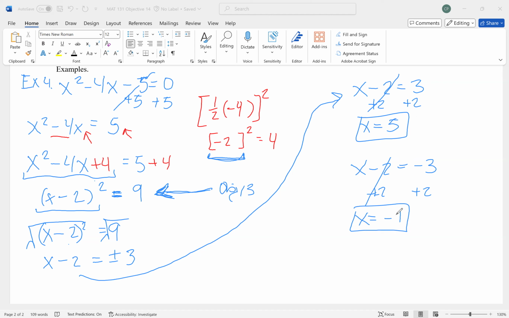Okay? Hope it's making sense. From here on out, I am going to stop using the red to show the completing the square. But if this helps you and you want to keep doing it in your notes, by all means, you can continue to do that. All right, let's go on to example 5.